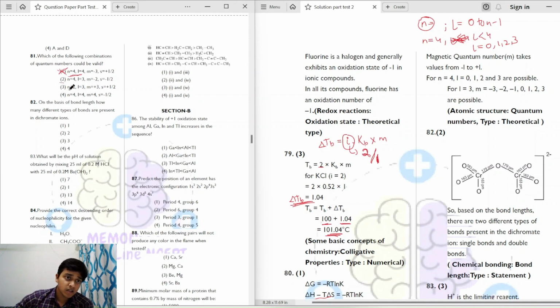Option 2 we can consider. Option 3 we can eliminate because L is greater than n. And in option 4 again we have L is equal to n, which is not possible. So the only correct option remains as option 2.